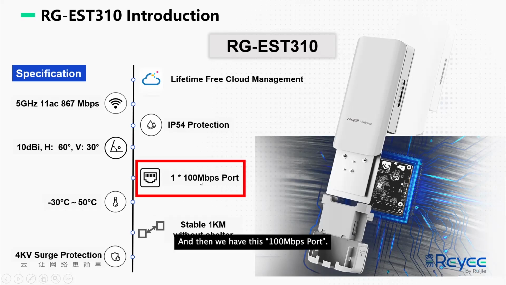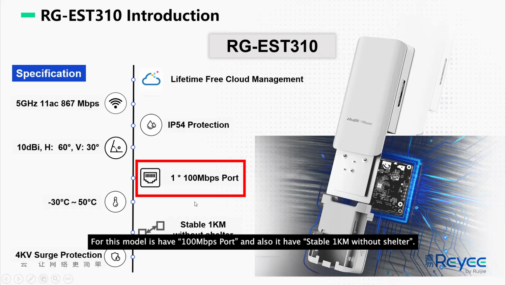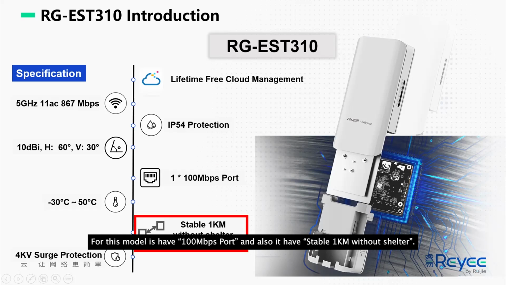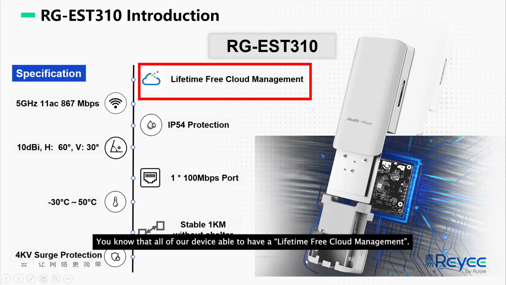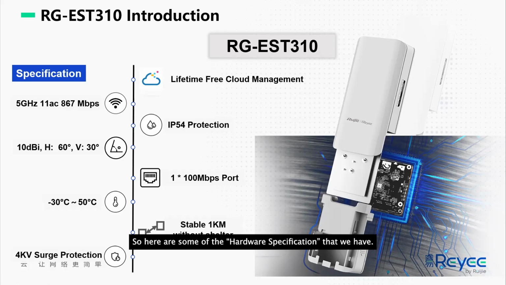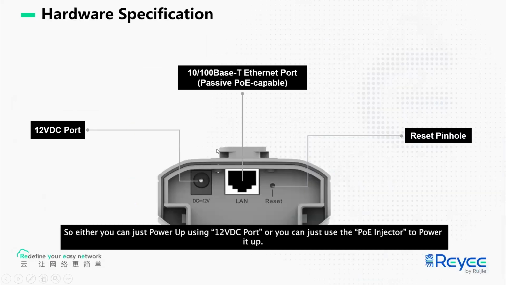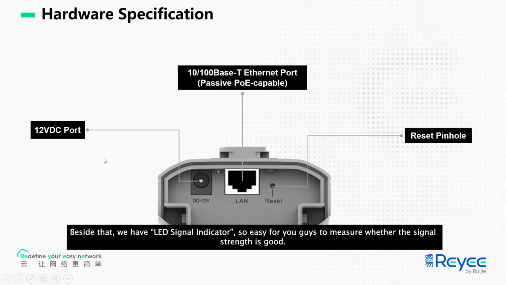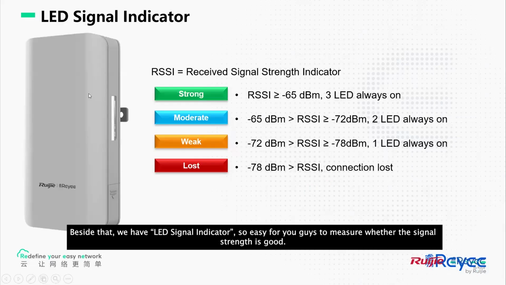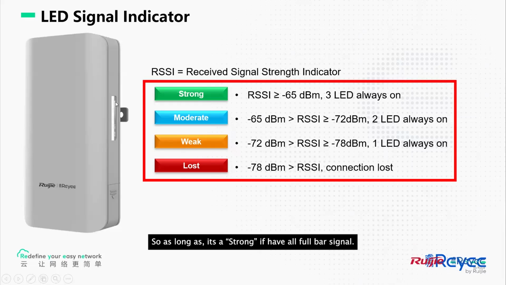Then we have this 100 Mbps port. For this model, it's a 100 Mbps port, and it's able to have a stable 1 km without issues. As I said just now, it's able to be deployed outdoors, and it also has 4 kV surge protection. All of these devices have lifetime free cloud management. Here are some of the hardware specifications. You can either power it up using 12V DC, or use a PoE injector, which is included. Besides that, there is an indicator, so it's easy for you to tell whether the signal strength is good, as long as you see a full bar of signal.